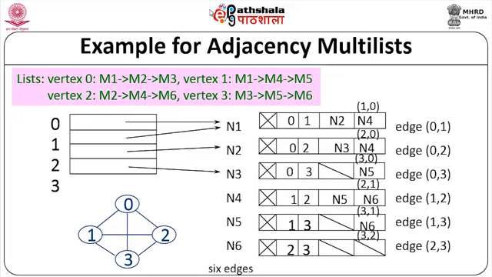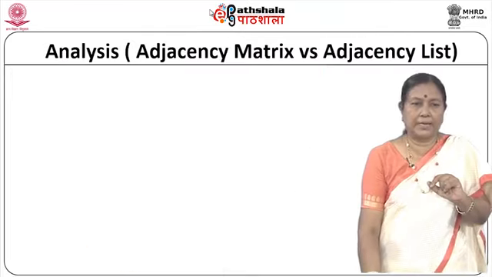So, edge 0, 1 comes in a path from 0 and 1. So, this way it is represented. All the edges are represented: 0, 1, 0, 2, then 0, 3, then that is all. Then 1, 2, 1, 3 and then 2, 3. So, it is not represented more number of times, it is just represented once. Edge 2, 3 connects 2 and 3, 1, 3 connects nodes 1 and 3 and so on. So, this is a representation of the adjacency multi-list.